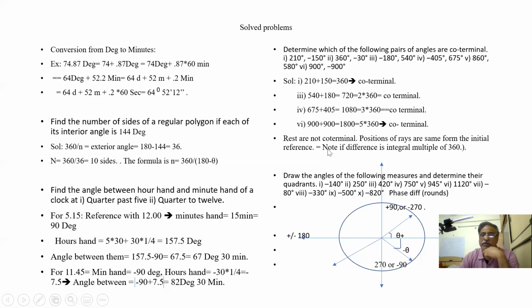So note, if the difference is an integral multiple of 360, this is the difference, not the sum. This minus this. Or you can have 675 minus of minus 405, because one is coming from the top, one is coming from the bottom. Minus means what? It is coming in the clockwise direction. Plus means the anti-clockwise direction. If the total sum is a multiple of 360, this is coterminal.